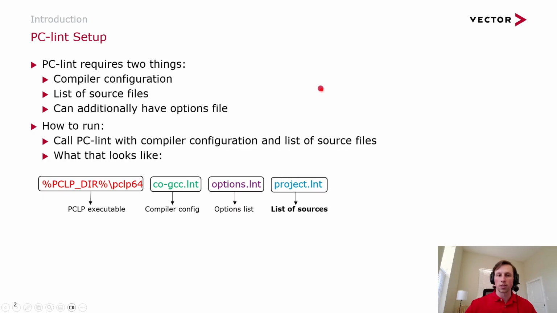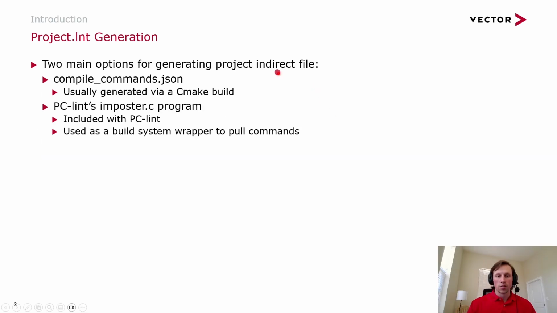So in today's video, we're going to discuss how you can automatically generate an indirect file that contains all of your project settings in order to get meaningful output from PC-lint Plus. So in order to do this, there's 2 main options. The first is if you're using CMake or any other build system that can generate a compilation database, also known as a compile commands JSON, then you can use that to get all the options and sources you need. If you don't have that file, then you can use the PC-lint provided Imposter.c program. This program basically acts as a build system wrapper in order to pull the commands during a build. So we'll be going over both those methods today.